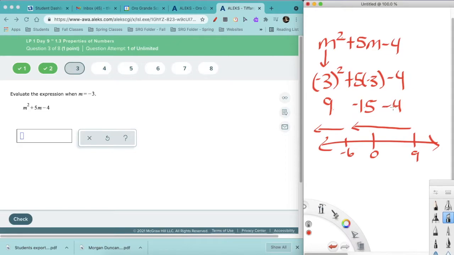So I'm going to go 4 more negative, and I'm going to land on negative 10. So just the visual kind of helps us with that, just so that we can tell where we're going. So negative 10. But if it's opposites, we subtract, and the bigger number kind of tells us what our sign's going to be. So 15 minus 9 is 6. 15's bigger, so it's negative 6.